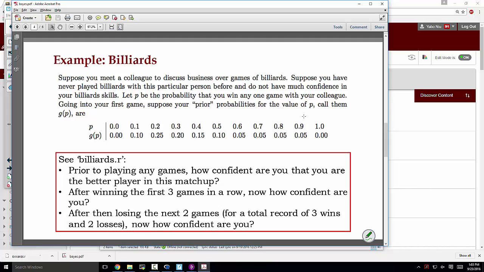P is either 0 or 0.1 or 0.2 ... up to 1. And my prior beliefs are reflected in the second row here, G of P. My prior belief is that it is not the case that I cannot win a game against this player. And it's not possible either for me to win every single game against this player. There is some chance that I'll win. There is some chance that I'll lose. My prior probability that P is 0.1 is 0.1. Prior probability that P is 0.2 is 0.25, and so on. I have specified a prior distribution.